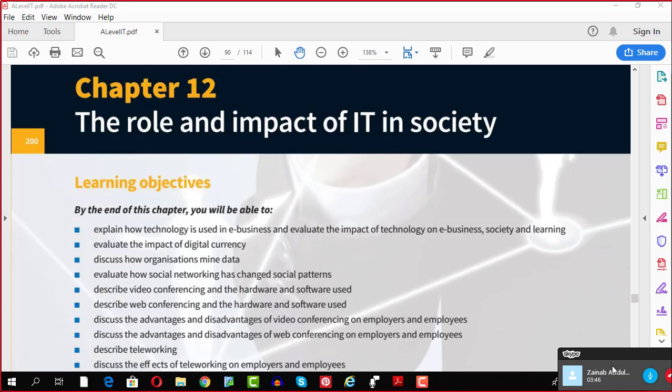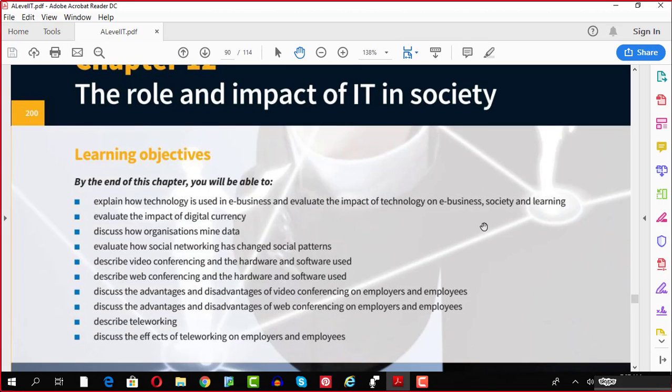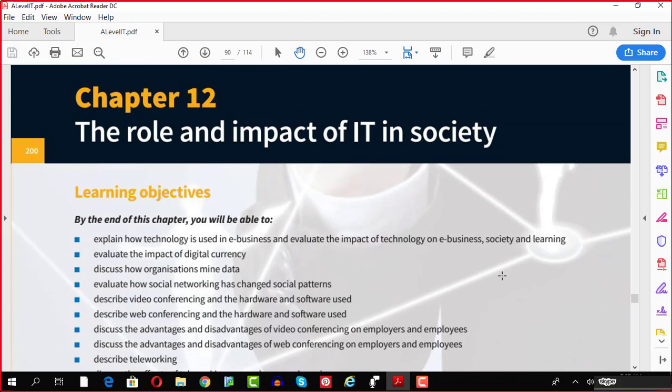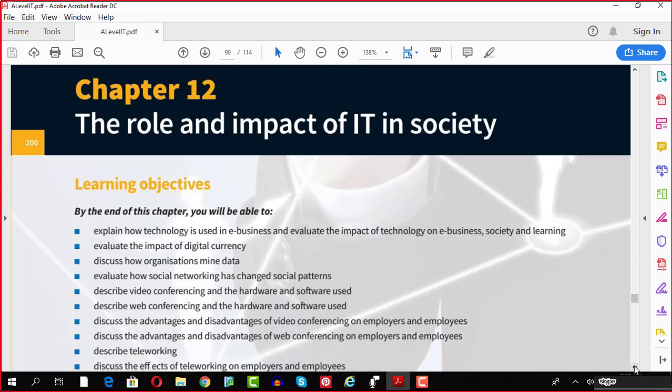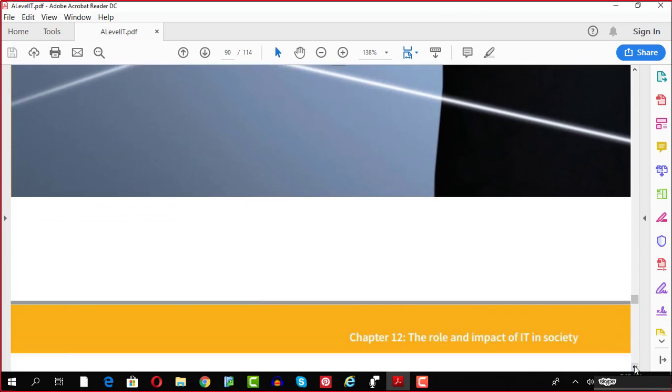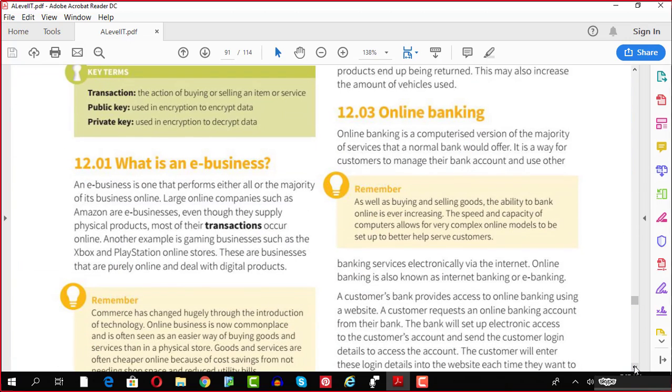Okay, so we'll discuss chapter 12 today. Again, it's a very general chapter, nothing much complicated. I would say the important chapters will start from chapter 13 actually. 13, 14, 15, they're a bit tricky to understand as well.